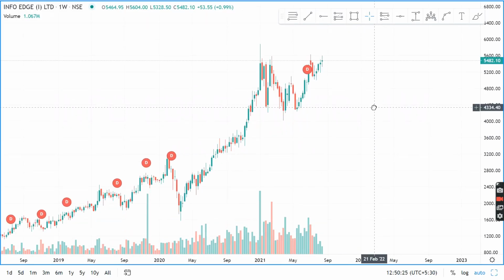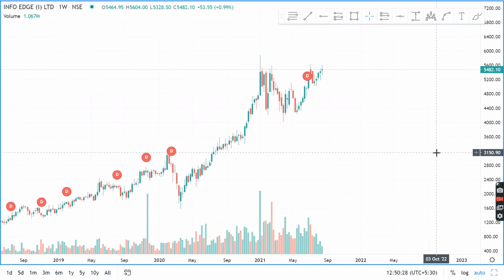Hey guys, what's up? So today is 19th of August and the stock which we are going to analyze is Info Edge. This stock is also known as Naukri.